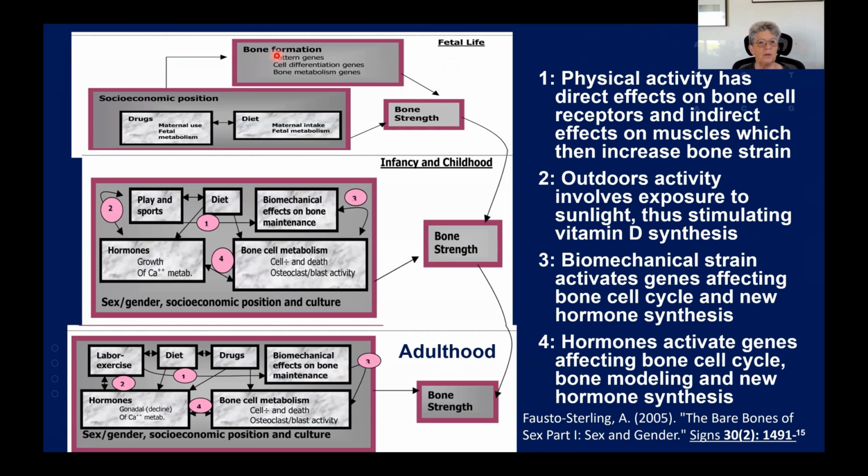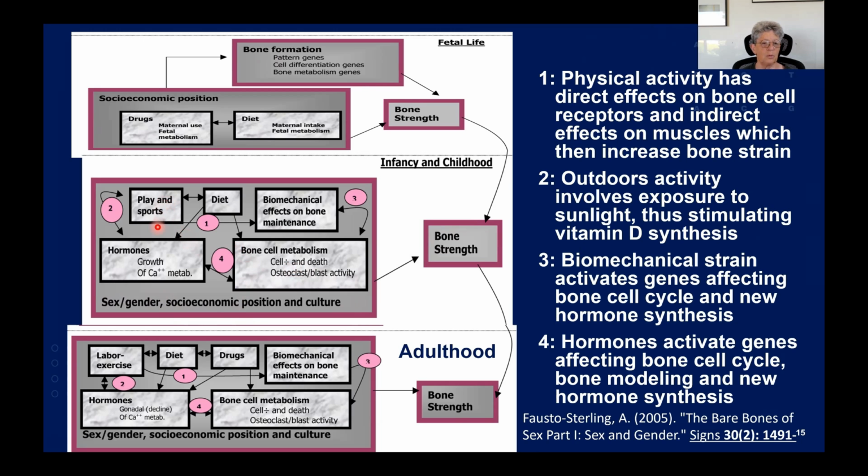And you see that I've included that there's bone formation, pattern genes, cell differentiation, et cetera, contributing to fetal bone strength, but also socioeconomic position, maternal fetal use of drugs, metabolism, maternal diet, maternal intake, all of which also contribute to bone strength. And so at birth, there's a starting bone strength that is built further and is further modified by the gender, sex, and socioeconomic position and culture of the child that we're looking at.